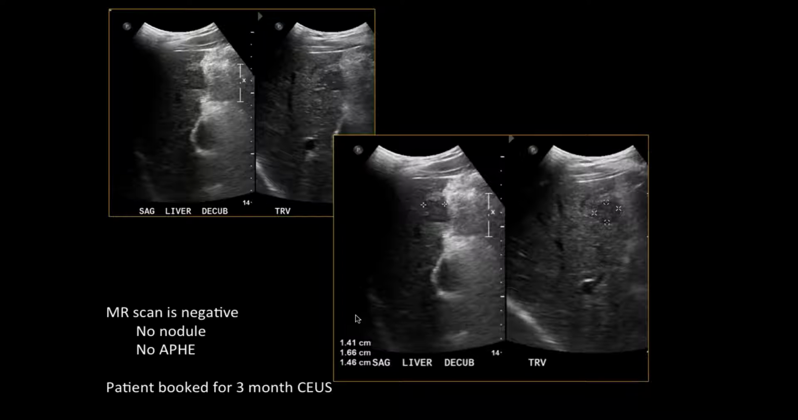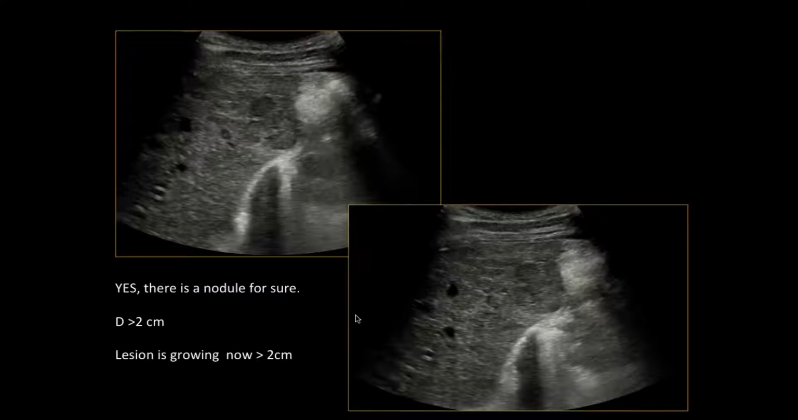This patient was booked for an MR scan, which was reported as negative, showing no nodule and no arterial phase hyperenhancement. Therefore, following this surveillance ultrasound and that MR scan, the patient was booked for a CEUS in 3 months' time. When the patient comes in 3 months' time, we can see the nodule quite easily, and we can see that the nodule is considerably bigger, now measuring over 2 centimeters in diameter.